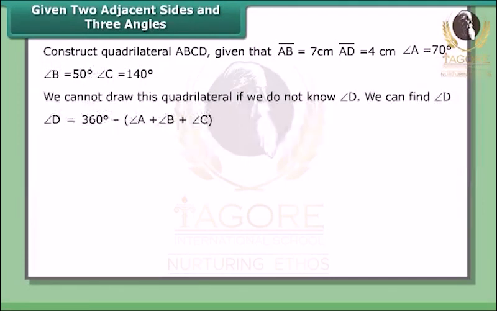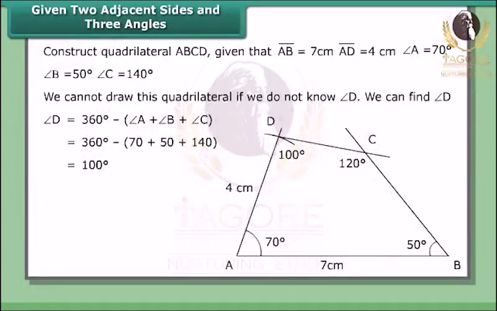Angle D is equal to 360 degrees minus (angle A plus angle B plus angle C), which is equal to 360 degrees minus (70 plus 50 plus 140), which is equal to 100 degrees.